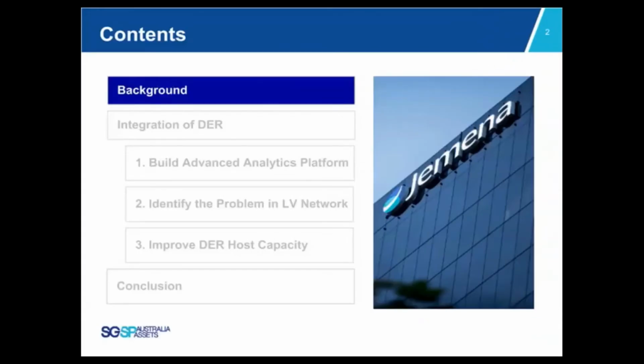Here's the contents of my presentation today. It includes the background, the integration of DER, which can be divided into building analytic platform, identify the problem in LV network, improving DER hosting capacity, and the conclusion at the end of my presentation.